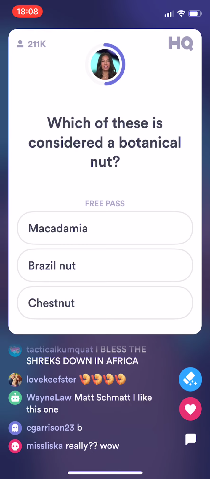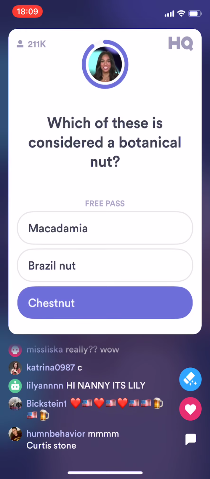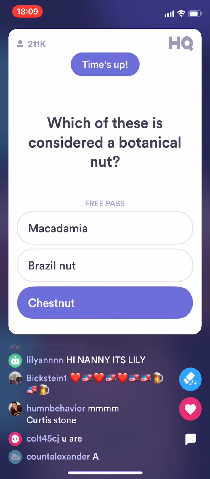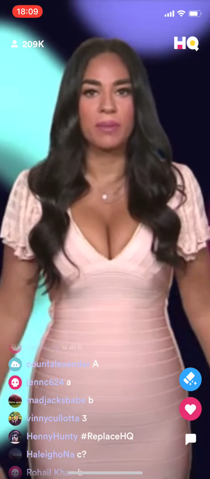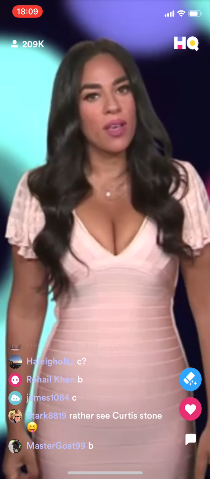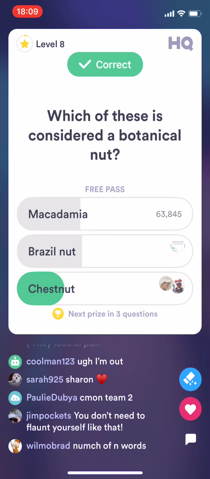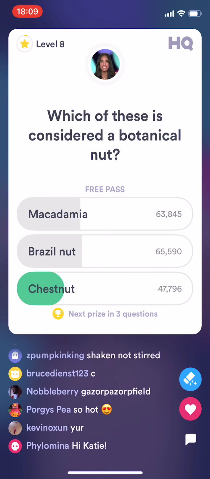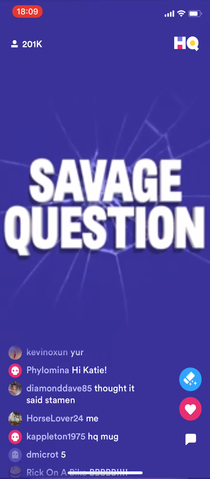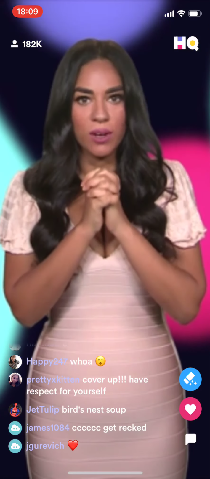Macadamia, Brazil nut, chestnut. They're all quite tasty though, aren't they? Nutty, flavourful. Yes, all 3 are often described as nuts, but which is the only one that's not an imposter here? It's a chestnut. Oh my goodness, that is a completely savage question. 130,000 of you gone, 47,000 of you holding on tightly.